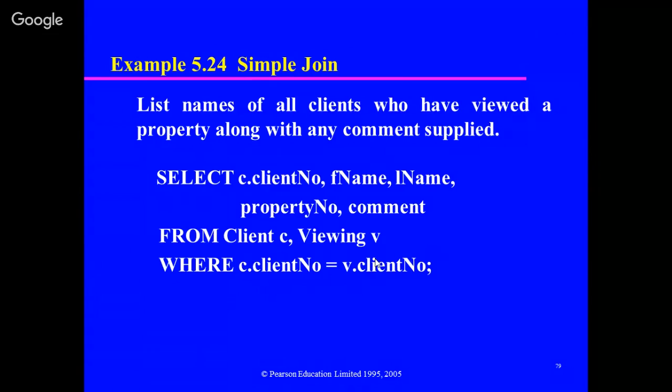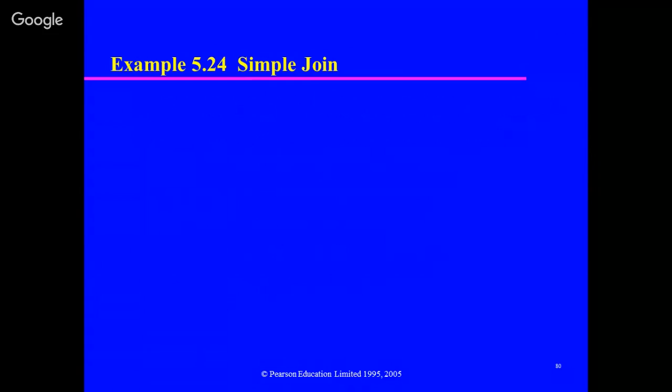Okay, let me repeat the three parts. In the select clause, you are free to specify attribute names from more than one table. In the from clause, you have to specify what those tables are. And then finally, in the where clause, if there are two or more tables, you have to specify what the join condition is. Let me see if I can give you one more example.